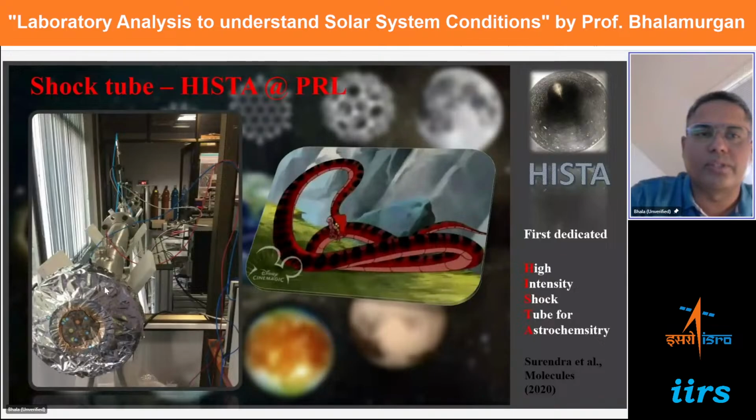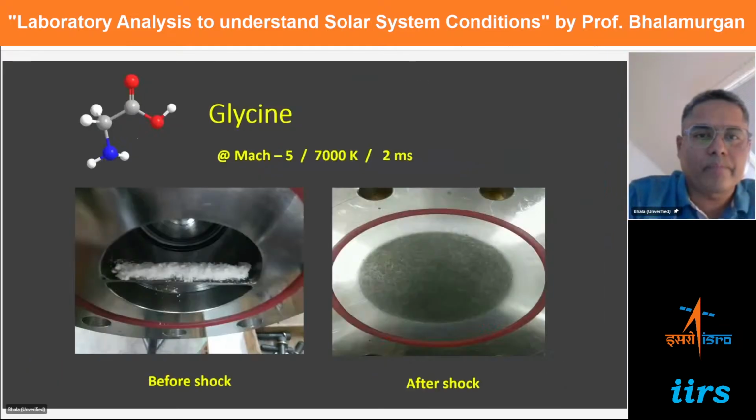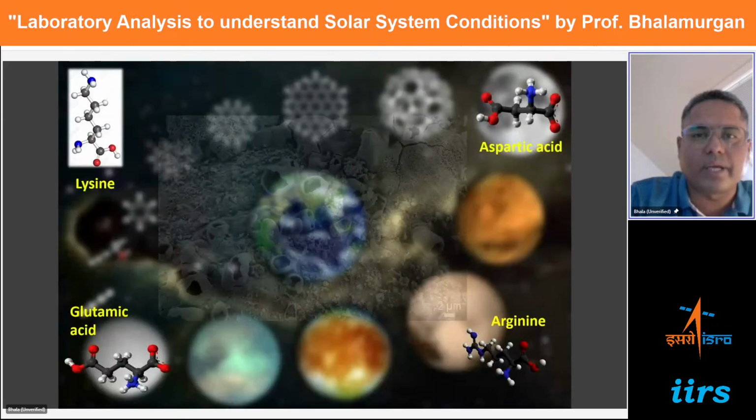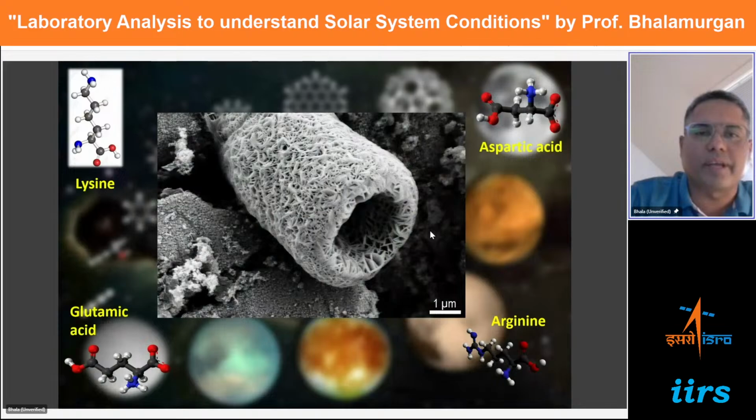High temperature, we use a shock tube. I don't have to go more into this. I don't have much time, but a shock tube is where you simulate the impacts, the shocks that are coming from an impact event. We can discuss this in a separate talk. Right, what we did, we took some sample, which is the amino acid, and shocked it, which goes to 7000 Kelvin in 2 milliseconds, and we get some things like this. I told you, the origin of life and so on.